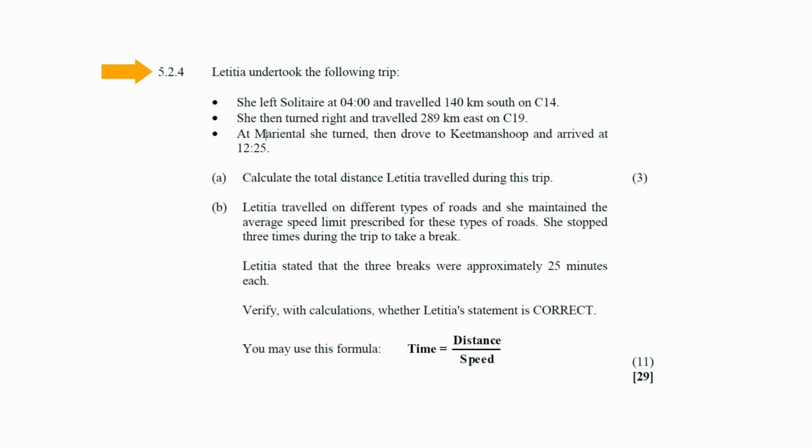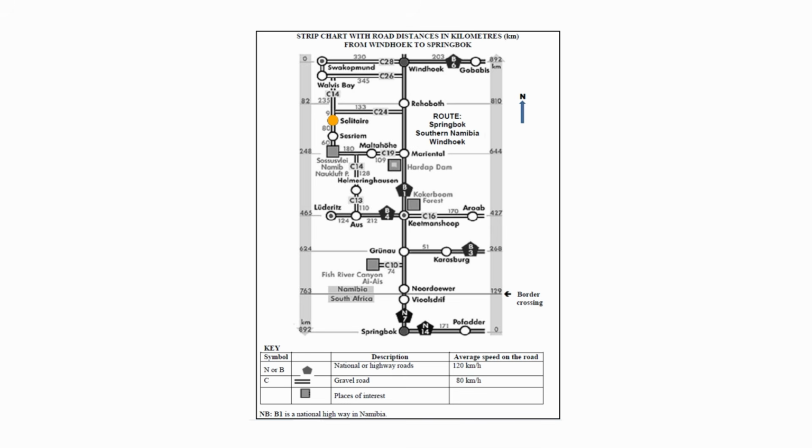In question 5.2.4, you are given the details of someone's trip. This person left Solitaire at 4 o'clock in the morning and traveled 140 kilometers south on the C14. She then turned right and traveled 289 kilometers east on the C19. At Mariental, she turned and drove to Keetmanshoop and arrived at 25 minutes past 12 in the afternoon.